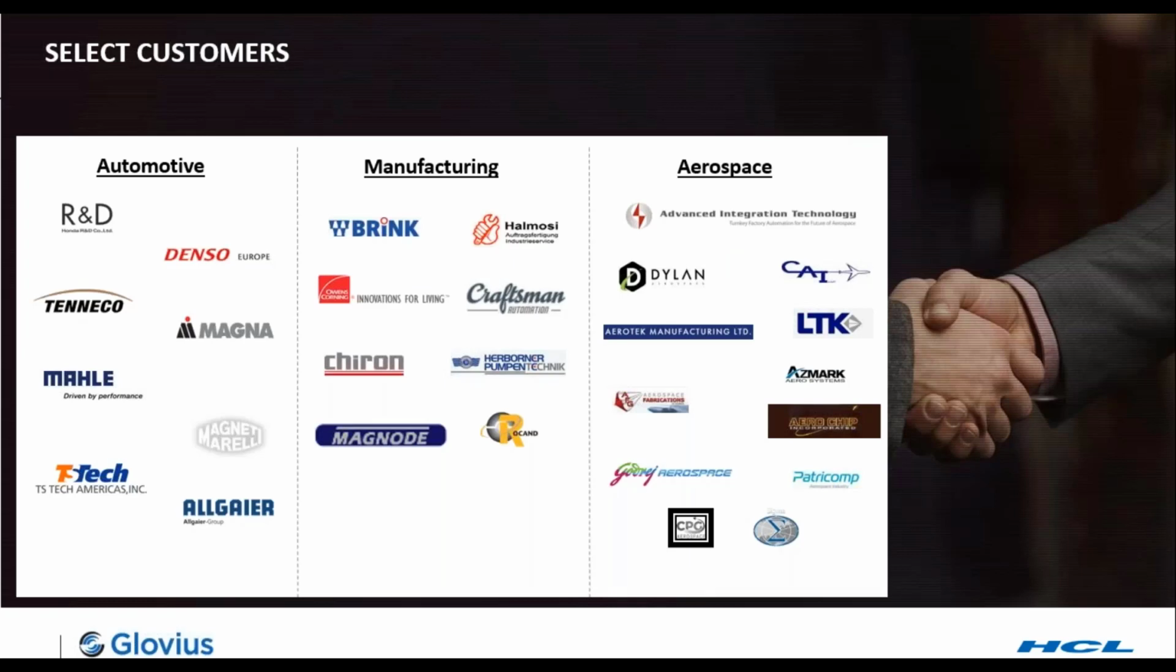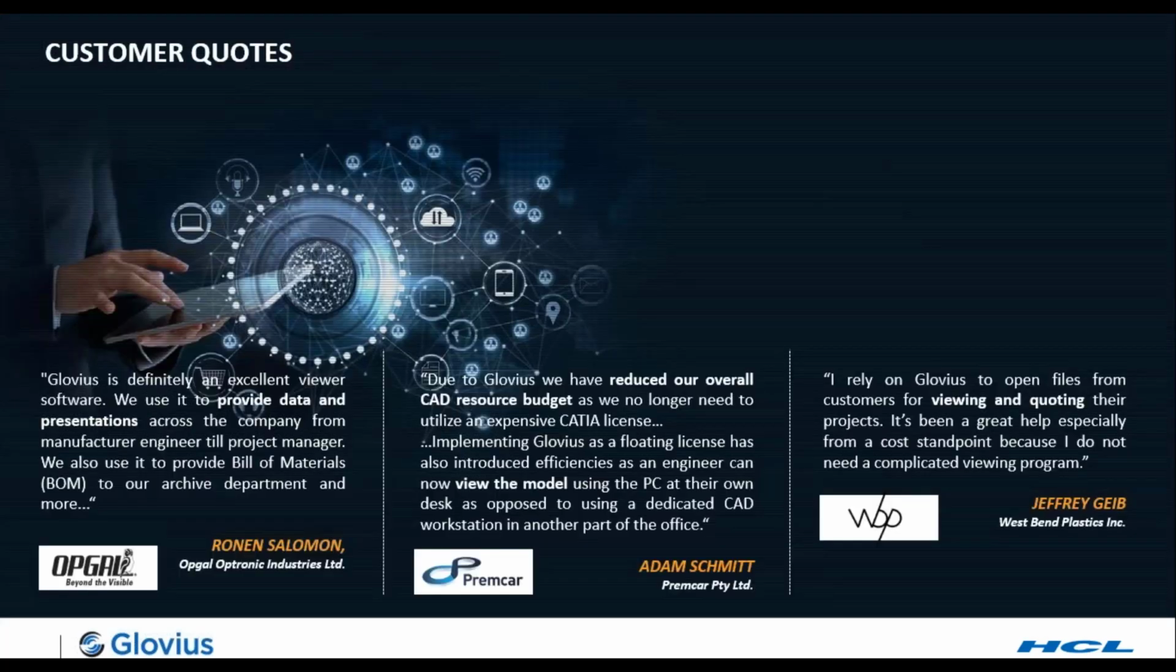They are either OEMs or Tier 1 and Tier 2 suppliers. So some of the highlights of how our customers use Glovius and the significant advantages that they reap out of adopting such a solution. The advantages vary from enabling 3D access to various teams, to reducing the software CAD licensing costs, or to generate quotes because of the ease of access of the 3D digital data.